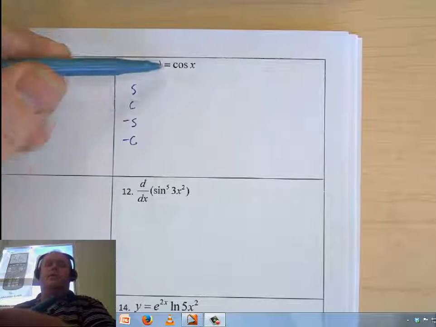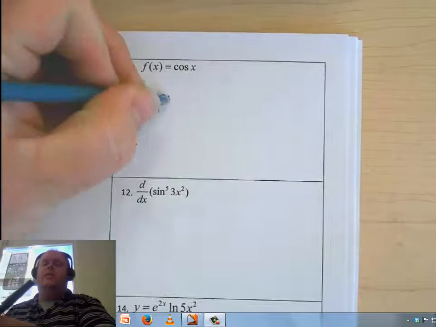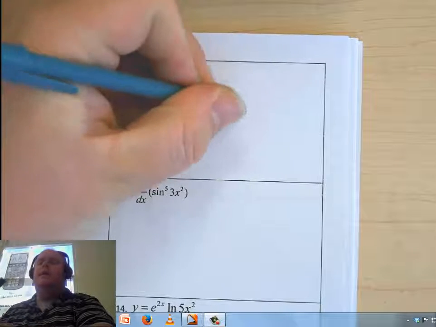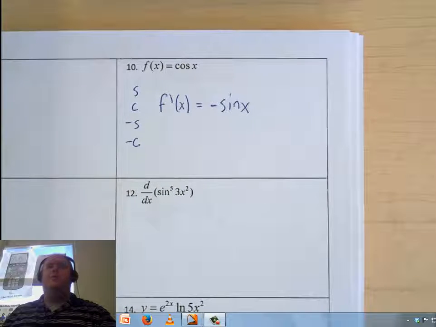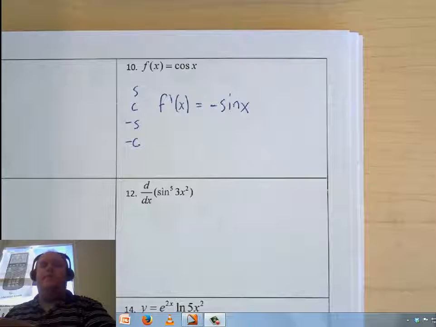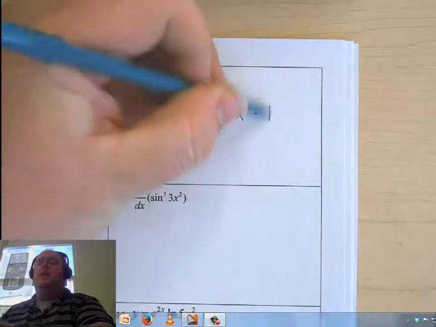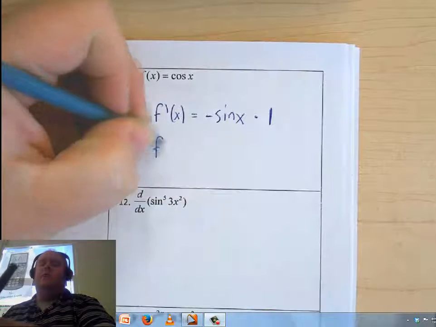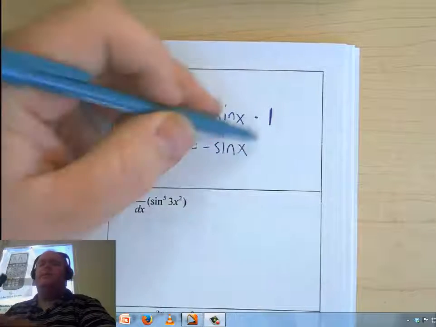So I'm starting at cosine of x. So cosine goes to negative sine. Therefore, f prime of x equals negative sine of x. That is the answer. If you're saying, "Ooh, Mr. H, you forgot about the chain rule," well, we're taking cosine of x. The derivative of x is 1. So if you want to, you could put it like that, but you don't really need it. So f prime of x equals negative sine of x. There you go.